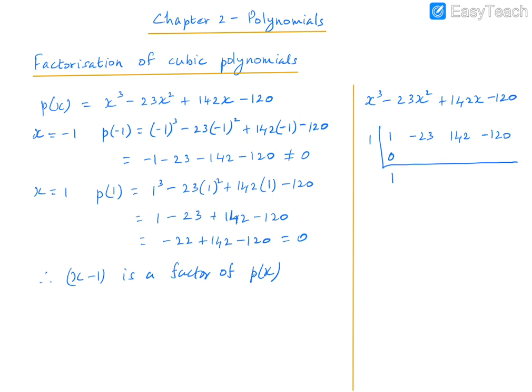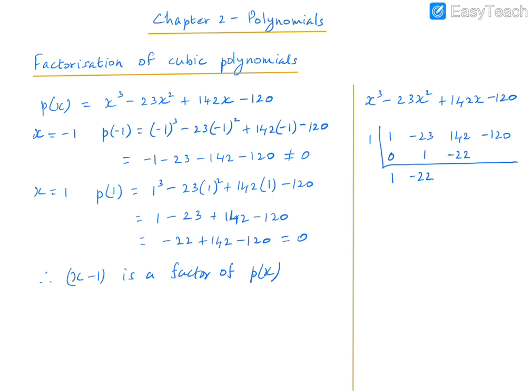Now what we have outside here, we multiply with the one that we have here. So 1 into 1 is 1. We write that product over here in the next position. Now we add these two terms, minus 23 plus 1, which gives us minus 22. Now we multiply this minus 22 with the one that is here. So minus 22 into 1 is minus 22. We put that minus 22 in the next position here, and then add these two terms.